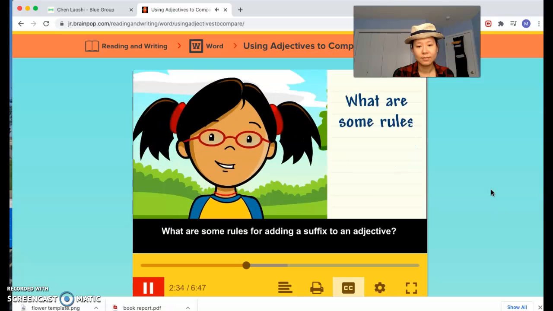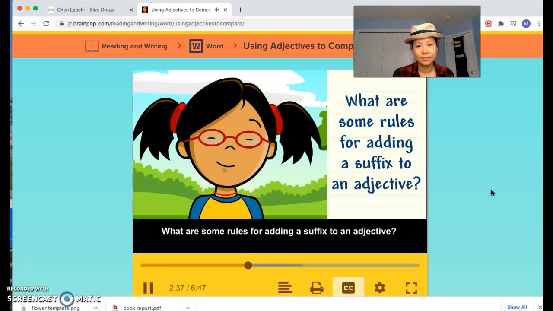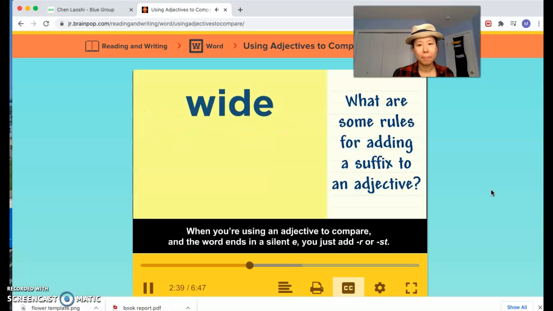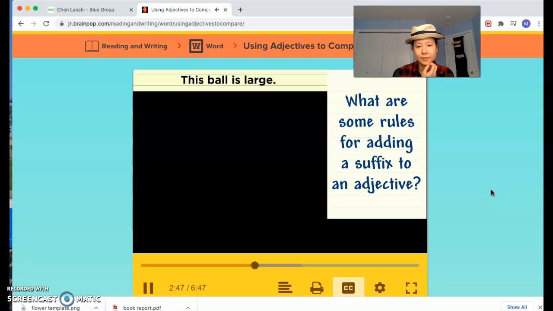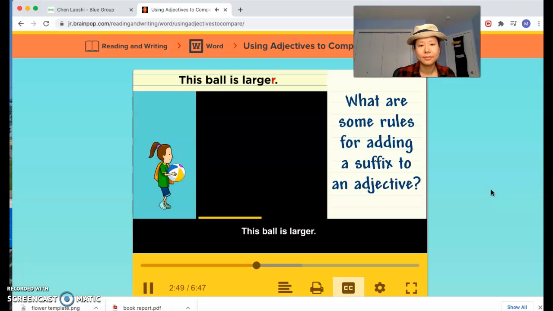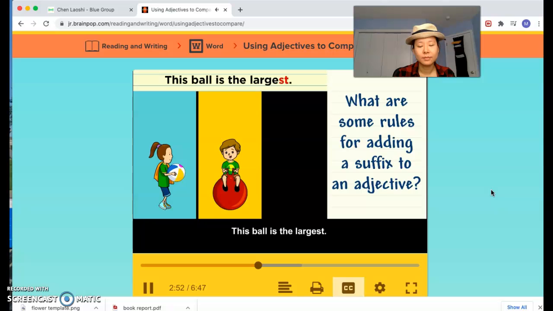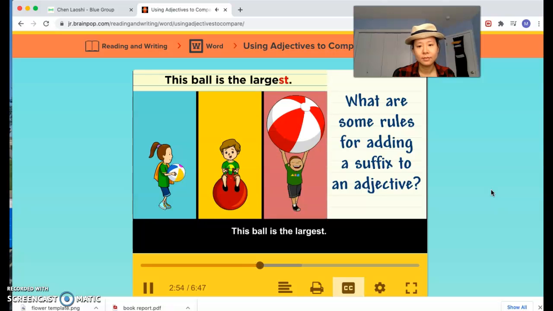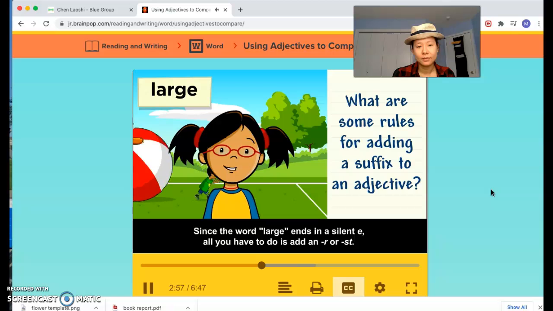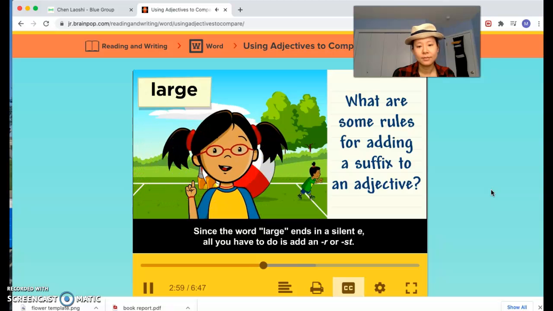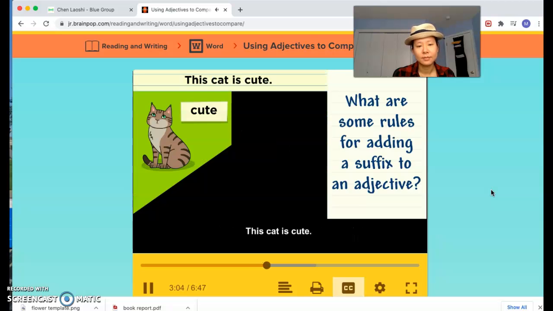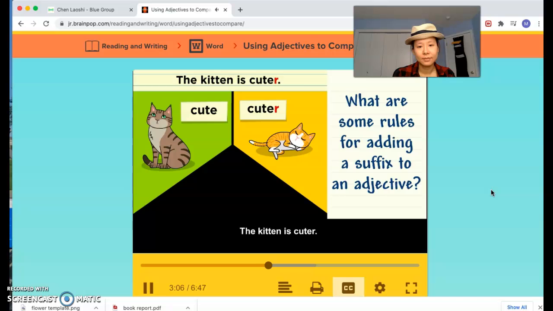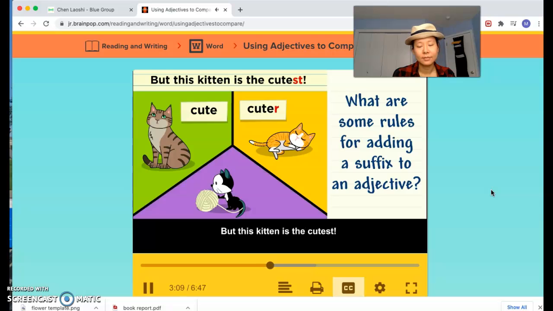What are some rules for adding a suffix to an adjective? When you're using an adjective to compare and the word ends in a silent E, you just add R or ST. This ball is large. This ball is larger. This ball is the largest. Since the word large ends in a silent E, all you have to do is add an R or ST. This cat is cute. The kitten is cuter. But this kitten is the cutest.